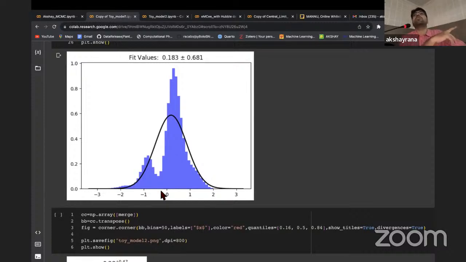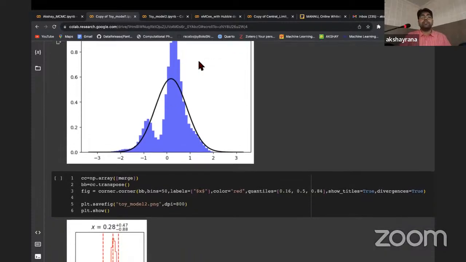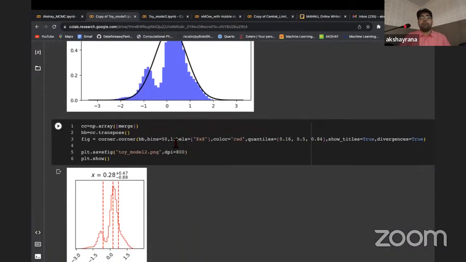When we are going to quote our result, we are not going to quote this result, because on the top you are seeing 0.183 plus 0.681. That's not the correct result because I'm calculating this mean and variance by assuming this distribution to be Gaussian. It's not Gaussian. So in MCMC, whenever we quote our results, we don't quote the mean and variance. Instead, we quote the median and the percentile. So the correct way of doing it, I'm doing by using this library.